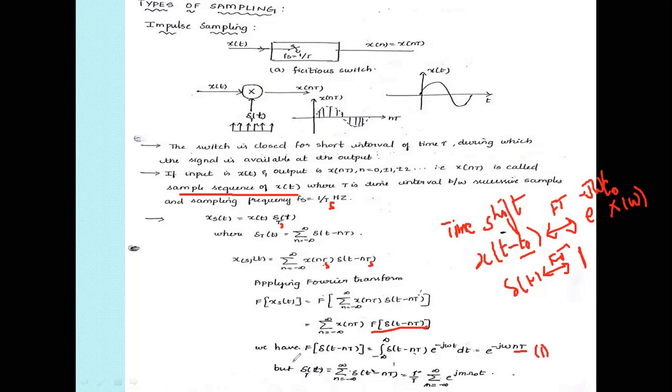But delta Ts of t is a function equal to the sum of n equal to minus infinity of delta of t minus nTs, so there is a summation as well. So you get 1 by Ts into the sum of n equal to minus infinity of the function e power j n omega naught t. Got it, my students?